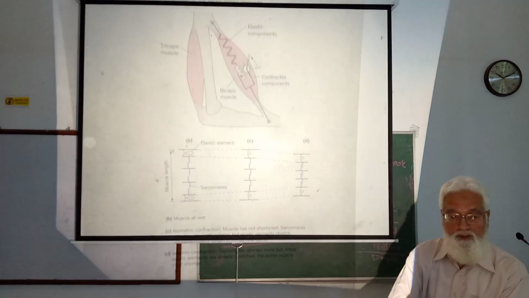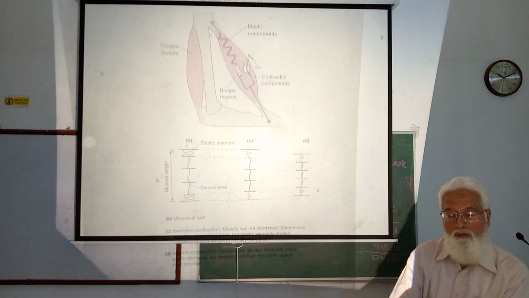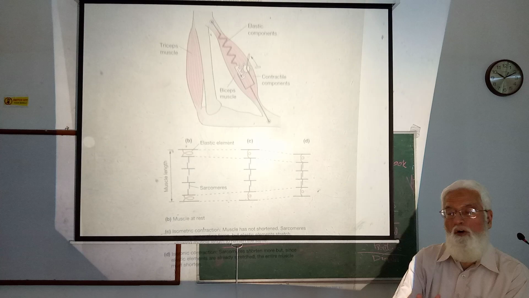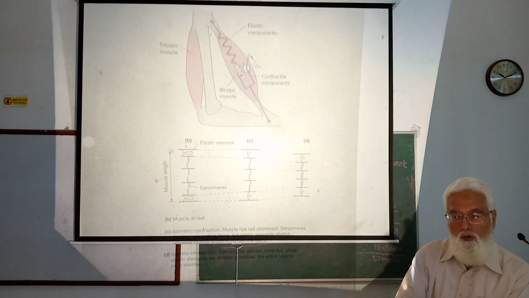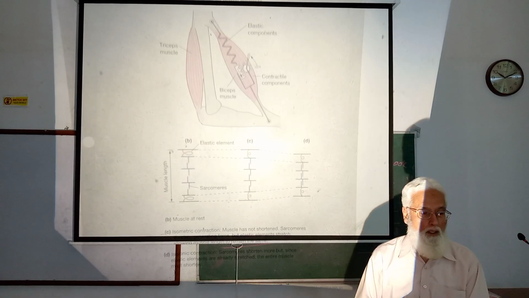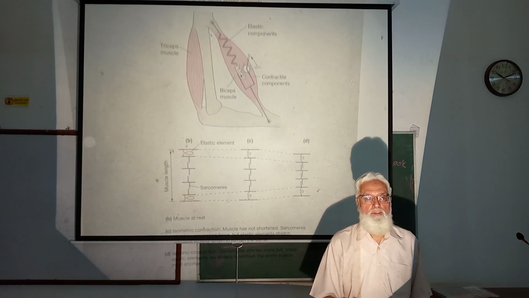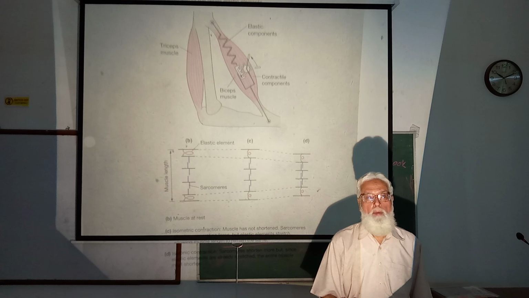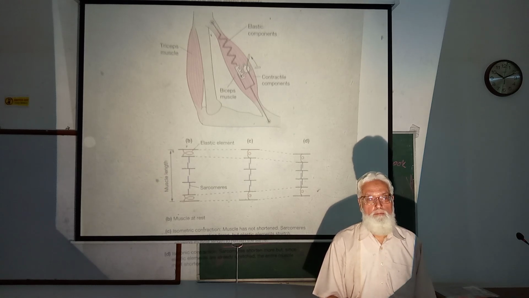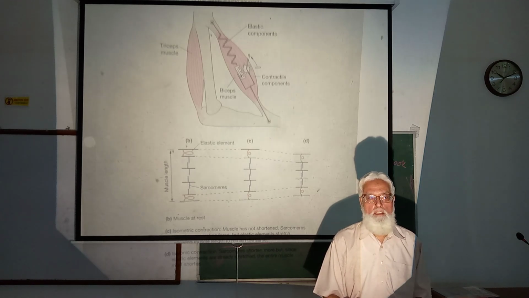Our body movements are generally a mixture of the two types of muscle contraction. I am standing. In standing, muscles of the legs contract isometrically to maintain the erect posture.